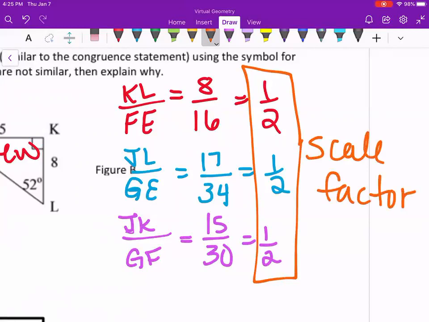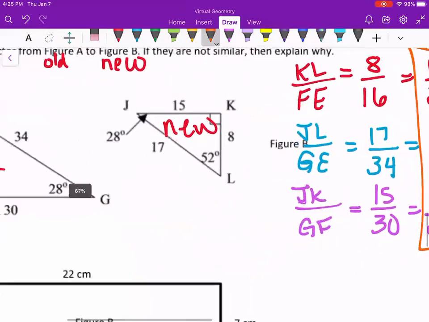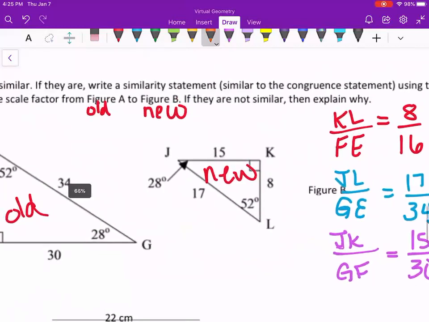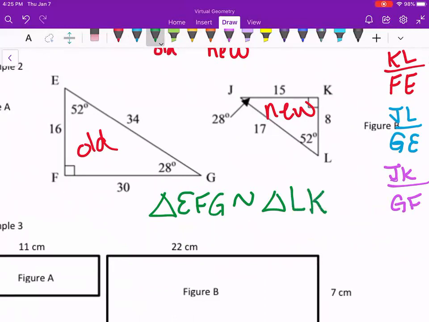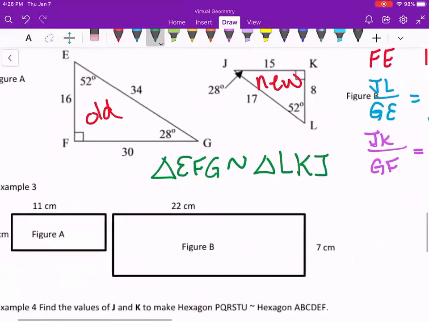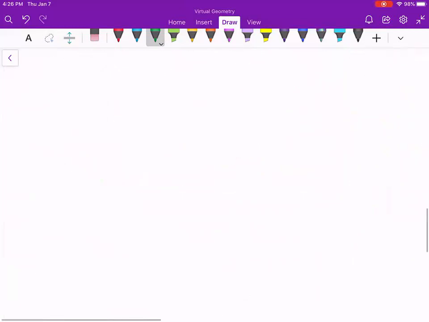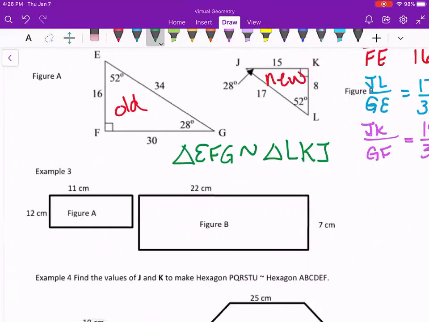And now we can use our two pictures here and make our similarity statement. Now remember, the old one comes first. So triangle EFG is similar to triangle. And again, the second one has to match the order. E had 52, so it's got to go with L. F had the 90, so K has to be next, and then J. All right, so now we have our scale factor of 1/2 and our similarity statement.